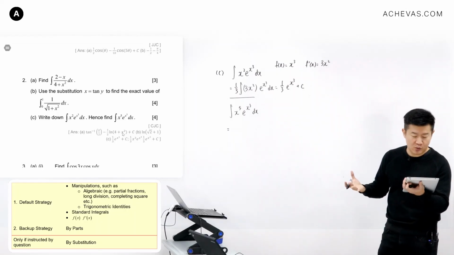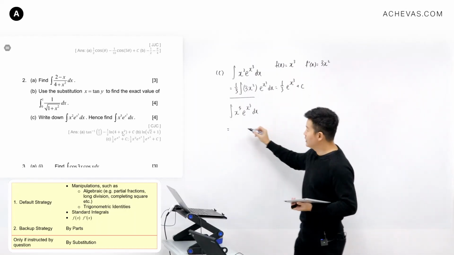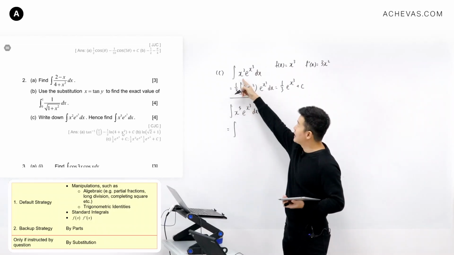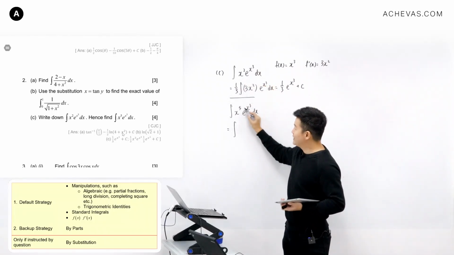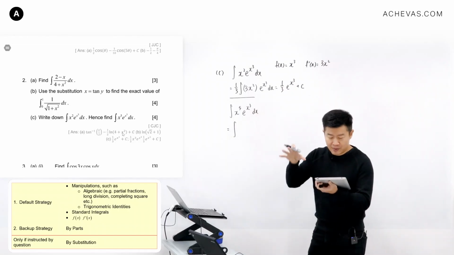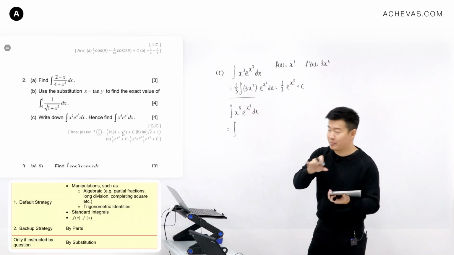It really depends on the question. So for this, although the question didn't really say, the hint that is given to me is, hence I'm supposed to make use of this. So I think I'm going to break this x to the power of 5 up into x to the power of 3 multiplied by x to the power of 2.